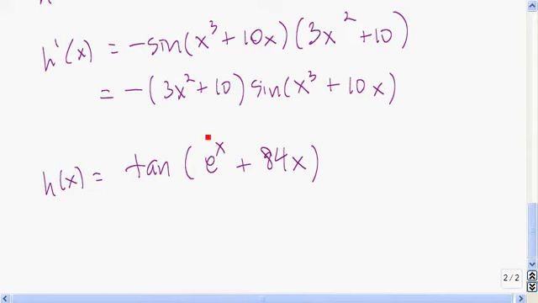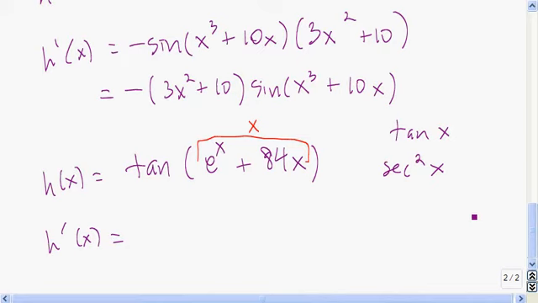All right, we're going to pretend for a moment that instead of having this inside function, we have just x. So then to find the derivative of h of x, we take our outside function, tangent of x, and we differentiate it. The derivative of tangent of x is secant squared of x. Okay? But we don't have the tangent of x, so we're not going to have the secant squared of x.